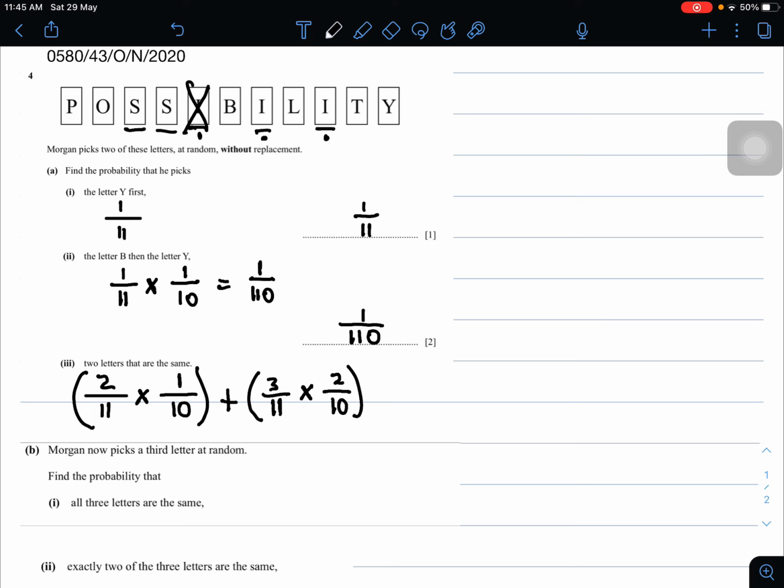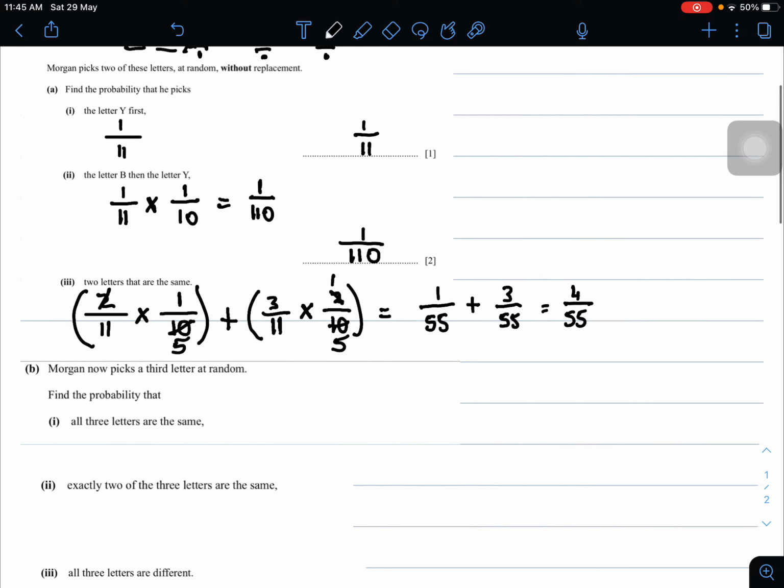Now let's simplify the calculation. So if you cancel the 2 and the 10, you will be left with 1 by 5 and 1 by 11. And if you cancel the 2 and the 10 over here again, you will be left with 1 by 5 and 3 by 11. So we can further simplify this as 1 divided by 55 plus 3 divided by 55. So we will be left with 4 divided by 55.